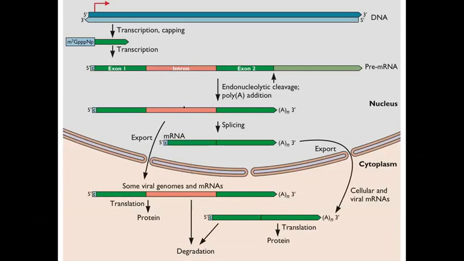Some viral mRNAs are not spliced. Nevertheless, they can be exported without splicing. That is, they contain the intron. And they are also translated and degraded as usual. We'll talk about how that happens as well.